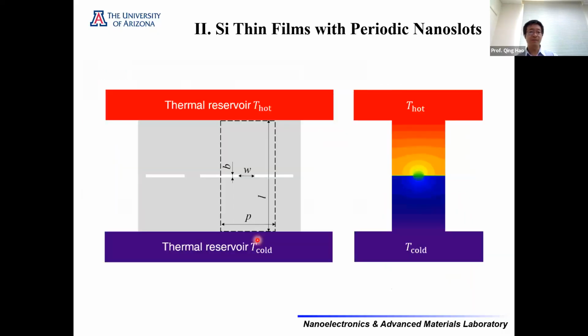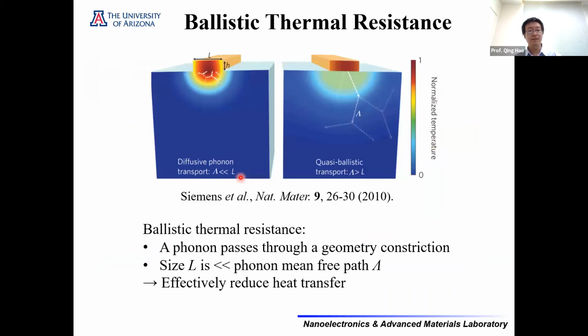As a second topic, I want to draw your attention to a new nanopore pattern, which is periodic nanoslots. The heat transfer inside nanoslot patterned silicon thin films usually involves the so-called ballistic thermal resistance, which happens when the phonon is passing through a geometry constriction. For example, the contact between a nanowire and the substrate.